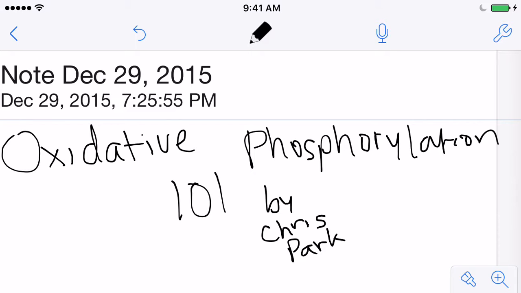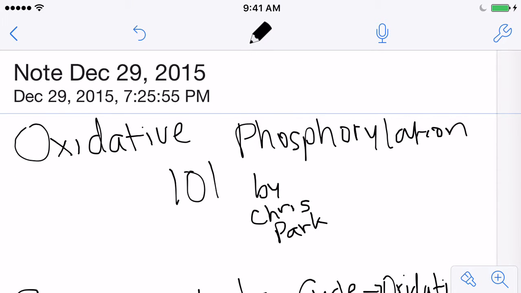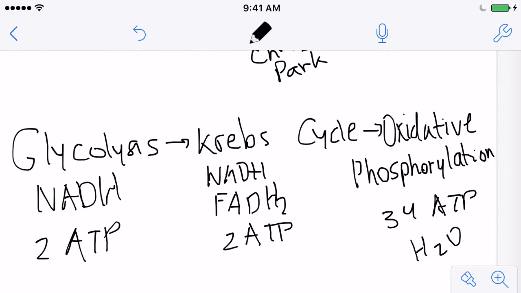In cellular respiration, there are three processes: glycolysis, the Krebs cycle or the citric acid cycle, and oxidative phosphorylation. In glycolysis, NADH electron carrier molecules and two ATP molecules are produced. In the Krebs cycle, NADH and FADH2 molecules are produced and two ATP. In oxidative phosphorylation, 34 ATP is produced and H2O.